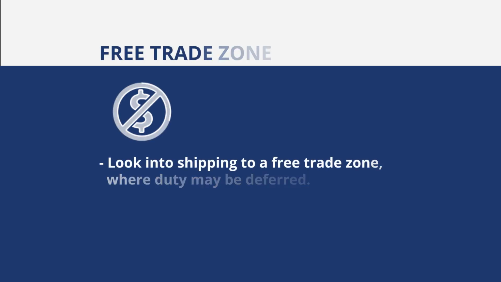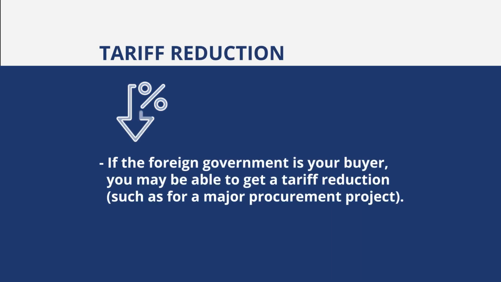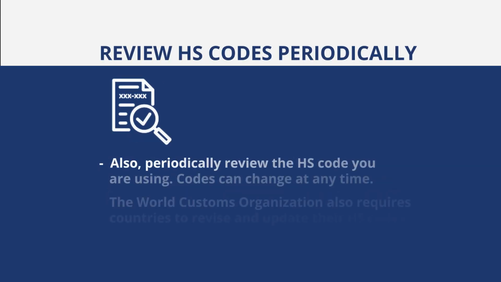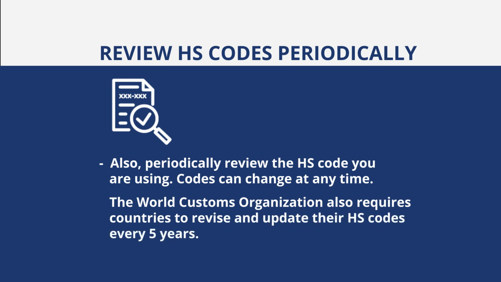If the foreign government is your buyer, you may be able to get a tariff reduction, such as for a major procurement project. Also, periodically review the HS code you are using. Codes can change at any time. The World Customs Organization also requires countries to revise and update their HS codes every 5 years.